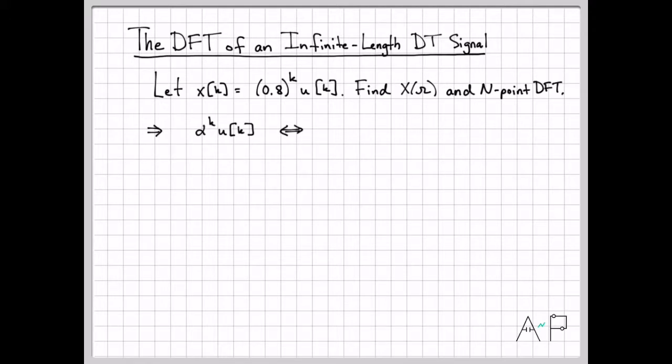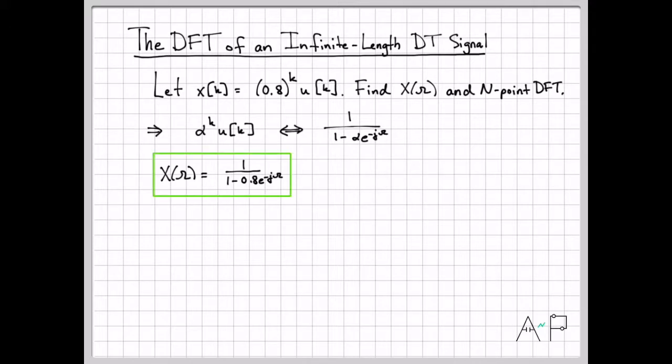That's pretty easy because alpha to the k u of k is a signal we encounter all the time. So we can just go to our DTFT table, and we know that its pair, its frequency domain representation, is 1 over 1 minus alpha e to the minus j omega. So we know what x of omega is for this example. Our alpha is equal to 0.8, so that is my equation for the DTFT of the infinitely long signal x of k.